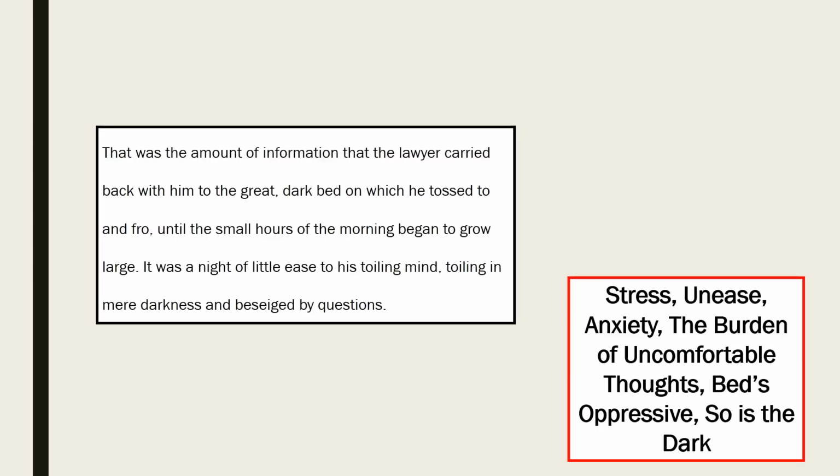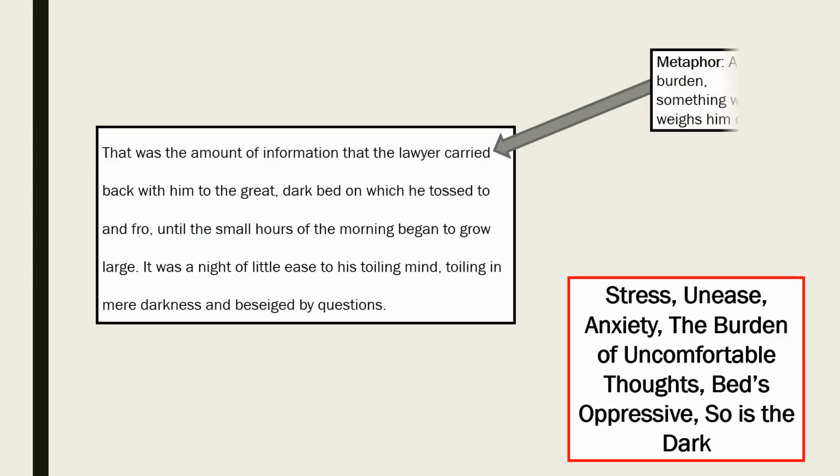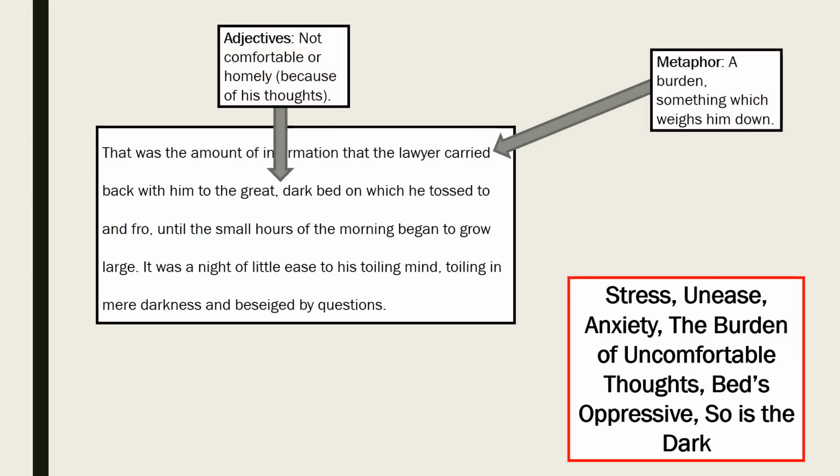So you read this, we clearly get a sense of stress, unease, anxiety, uncomfortable thoughts burdening Utterson. His oppressive bed, his oppressive home, the darkness being oppressive and weighing on his thoughts as well, and his thoughts themselves being dark. So if we take the opening 2 lines, just from the adjectives and the metaphor there, we get a sense of discomfort. His place where he should be resting, the bed, is a great dark bed. It's this sinister thing that seems to be lurking there. There's a burden of thoughts, a sense of being weighed down by what he's thinking.